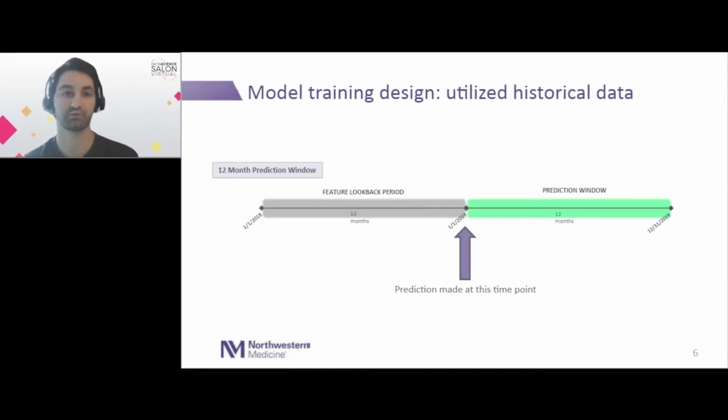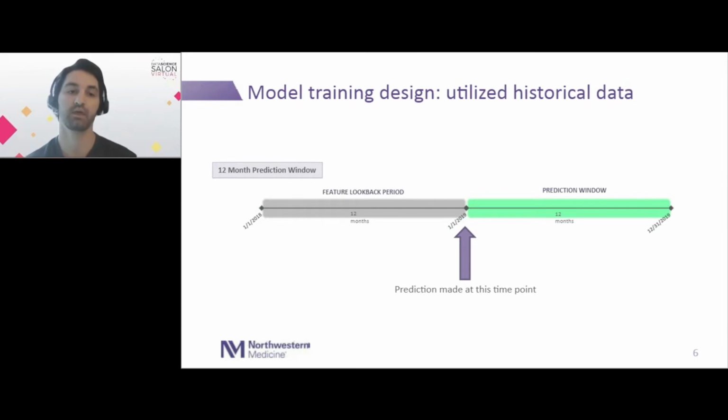So this brings us to the model training and design. We use historical data to train the model. The outcome feature that we wanted to predict was, is this patient at a high risk for an avoidable admission? We have a very robust EDW at Northwestern, and we have historical data going back all the way to the early 2000s.